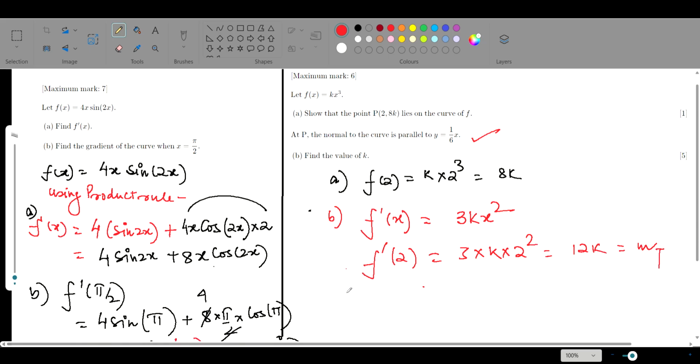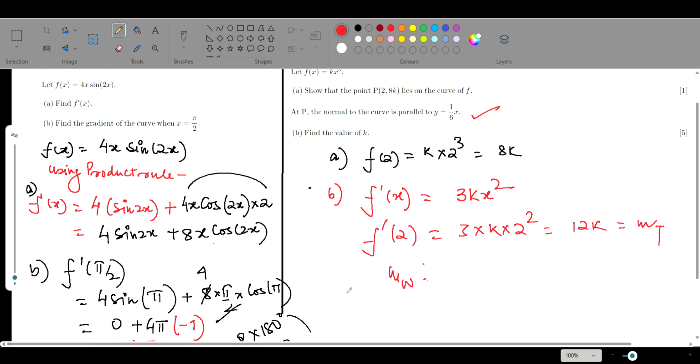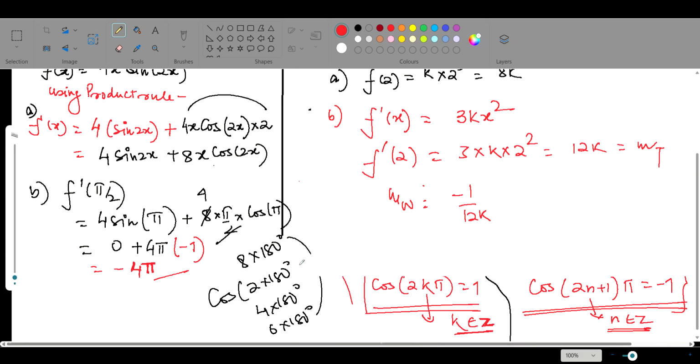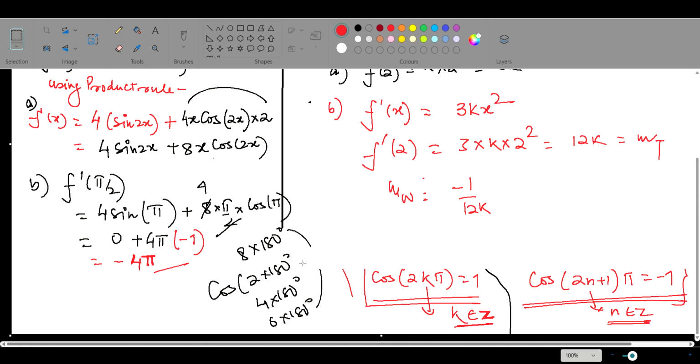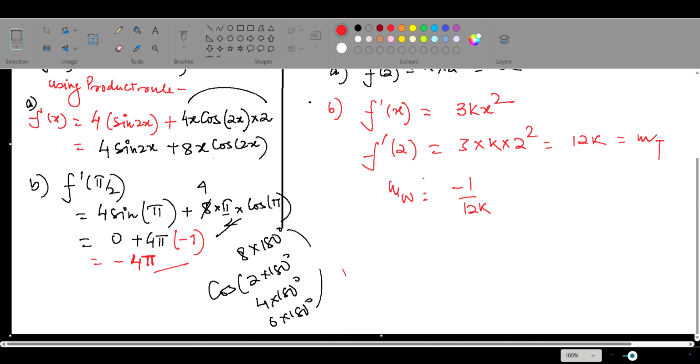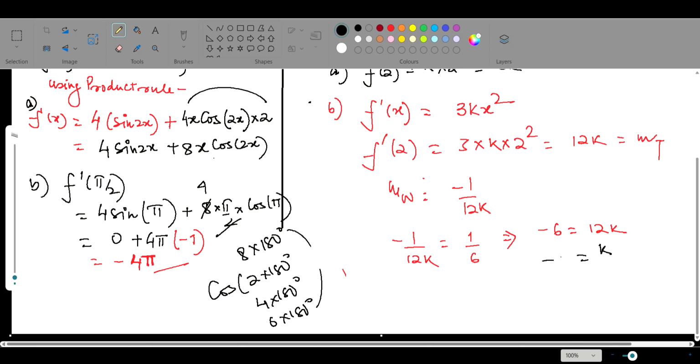The gradient of the normal will be minus 1 over 12k, and this is equal to 1 over 6. So it's minus 6 is equal to 12k, and k will be equal to minus 6 over 12. Therefore k is equal to minus 1 by 2.